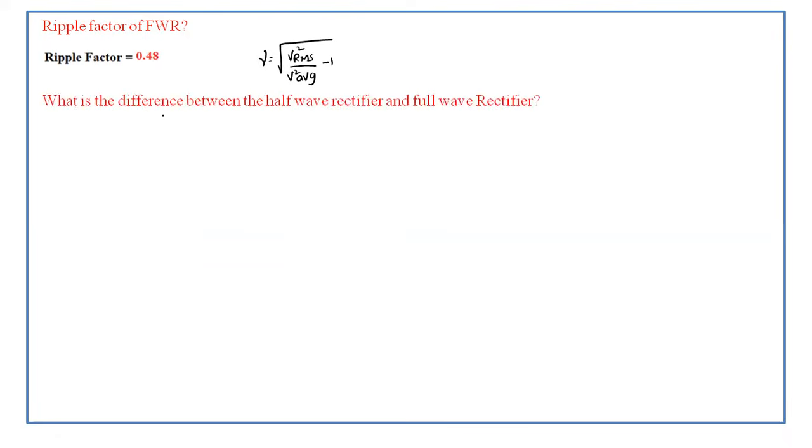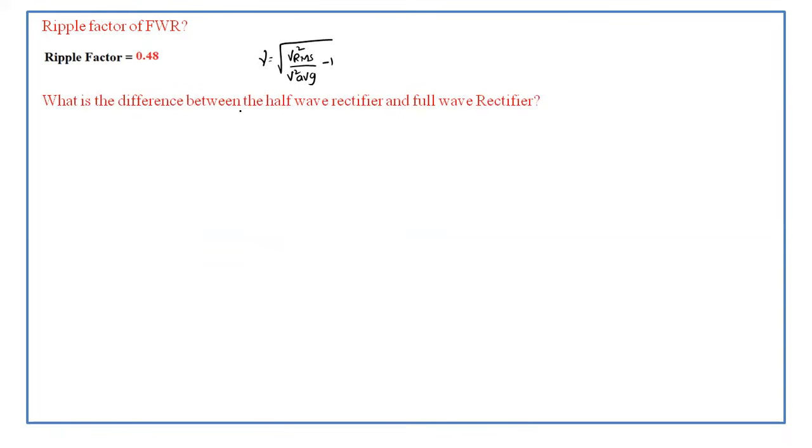Next, ripple factor of full wave rectifier. The ripple factor of full wave rectifier is 0.48. In case of half wave rectifier, we got 1.21. The ripple factor formula is equal to the square root of (Vrms whole square divided by Vaverage whole square, minus 1). So this is the ripple factor formula. It is denoted by gamma. The ripple factor of full wave rectifier is 0.48.